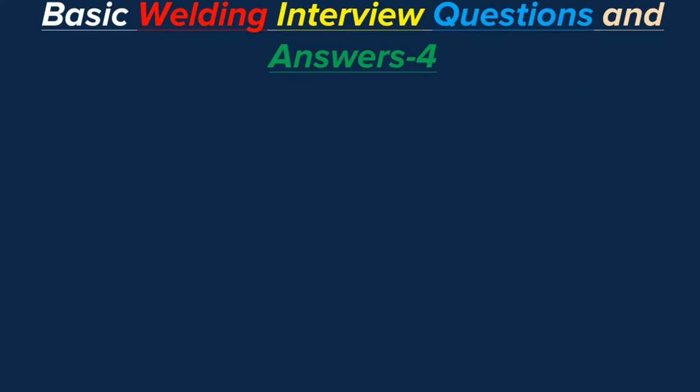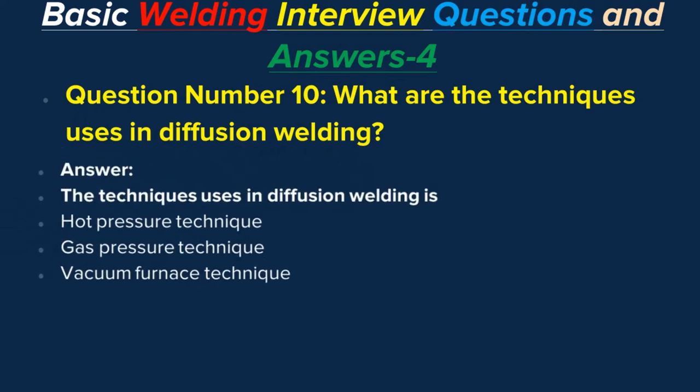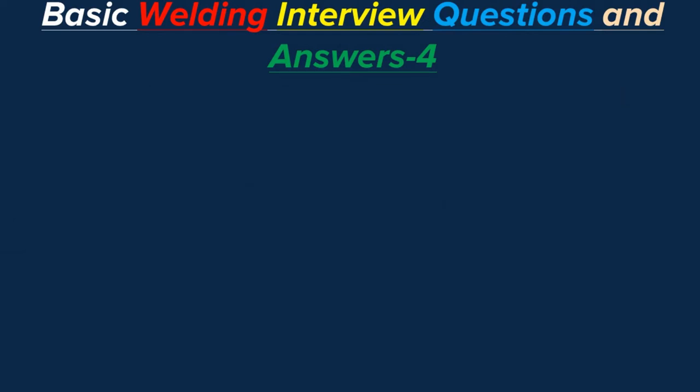Question number 10. What are the techniques used in diffusion welding? Answer. The techniques used in diffusion welding are hot pressure technique, gas pressure technique, and vacuum furnace technique.